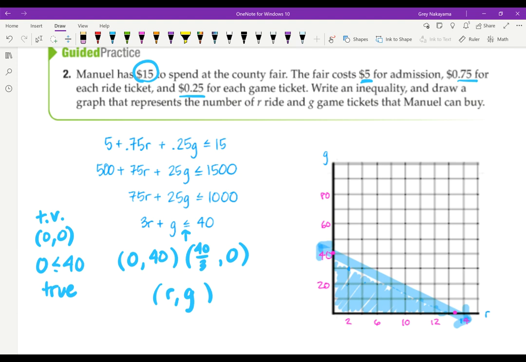And the reason we limit it usually in real world problems, y'all, it doesn't make sense to have negative values for game tickets or ride tickets. And so that's why a lot of the real world problems are limited to just the first quadrant like that is. Okay, so those were linear ones.